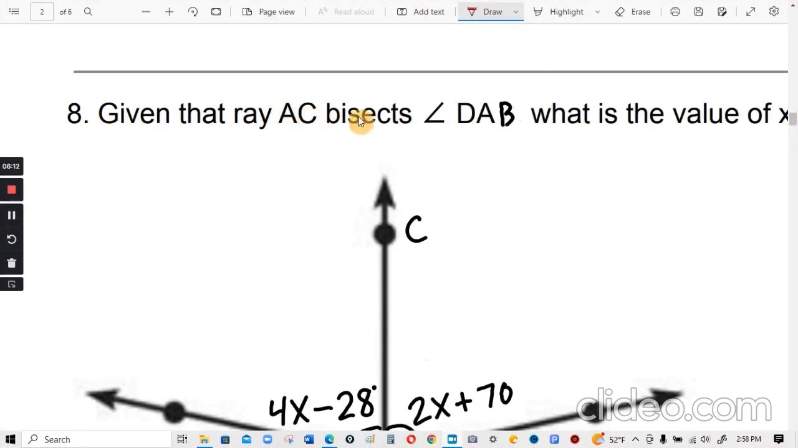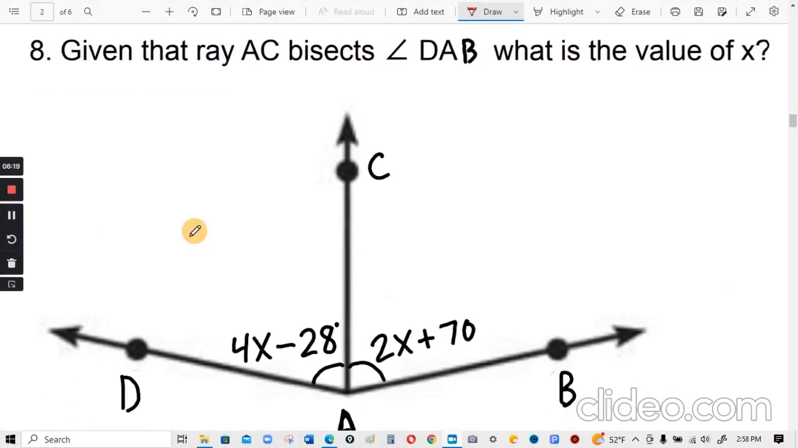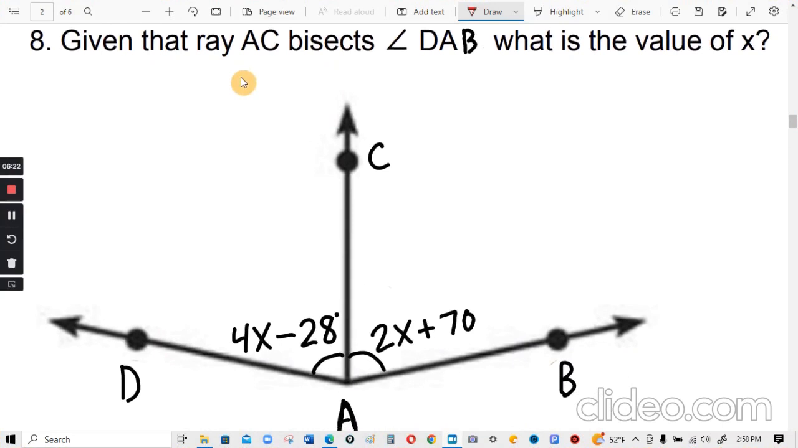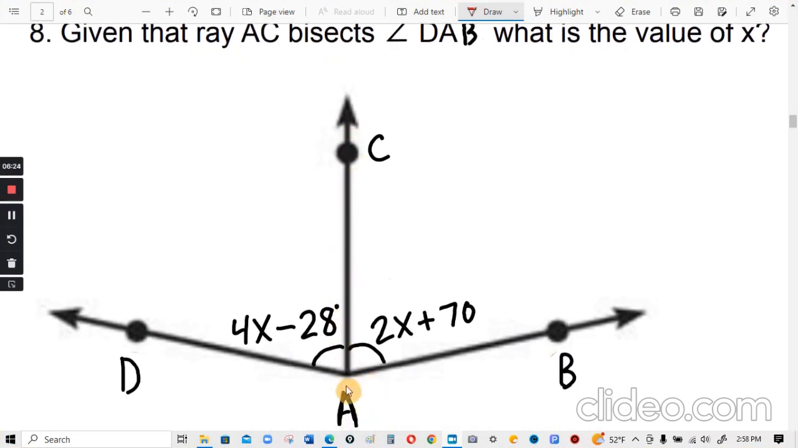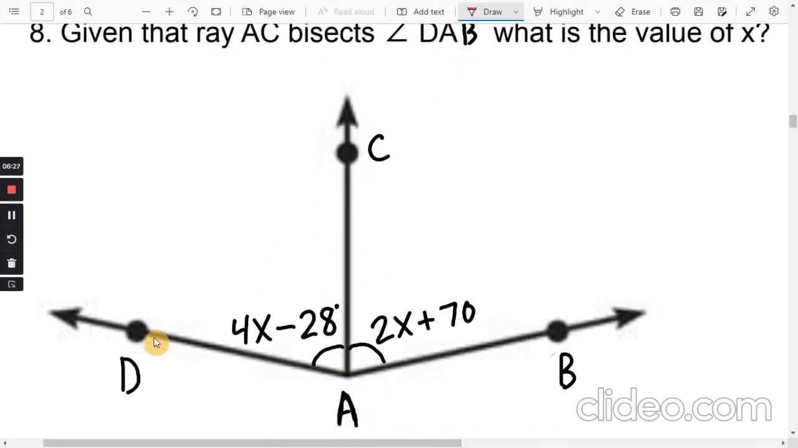Number 8. Given that ray AC bisects angle DAB, what is the value of x? All right, so bisect means to cut in half. So ray AC is this ray right here, and it's bisecting DAB. This is DAB, so it's cutting it in half. Since it cuts it into two equal halves, that means this one angle is going to equal that angle. So just set them equal. 4x minus 28 is going to equal 2x plus 70.